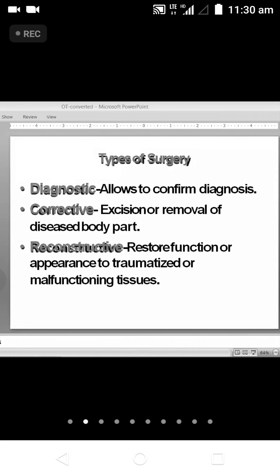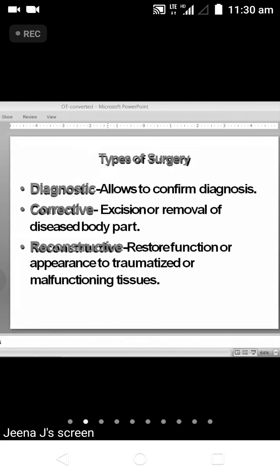An example is appendicectomy. If it is completely infected, you will be removing that particular part. Or if the patient has cancer of the stomach, either partially or completely, they will be removing the stomach. It is like a corrective surgery. So excision or removal of a diseased body part is called corrective surgery.